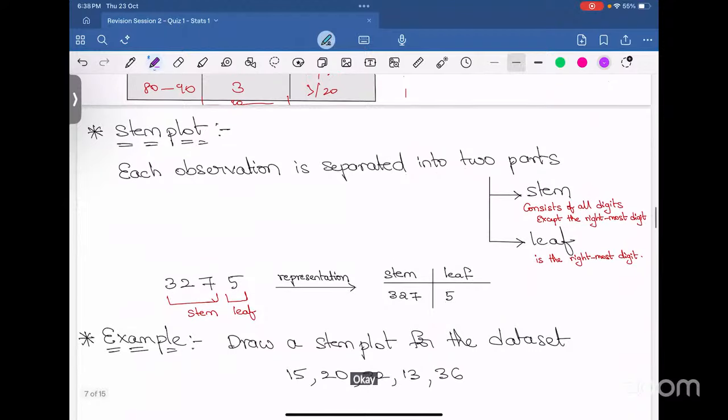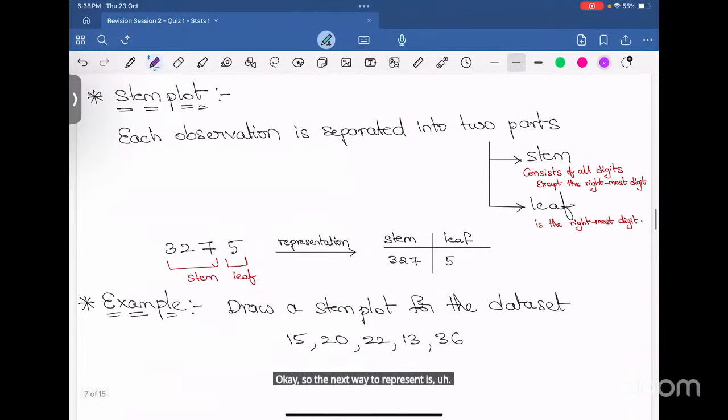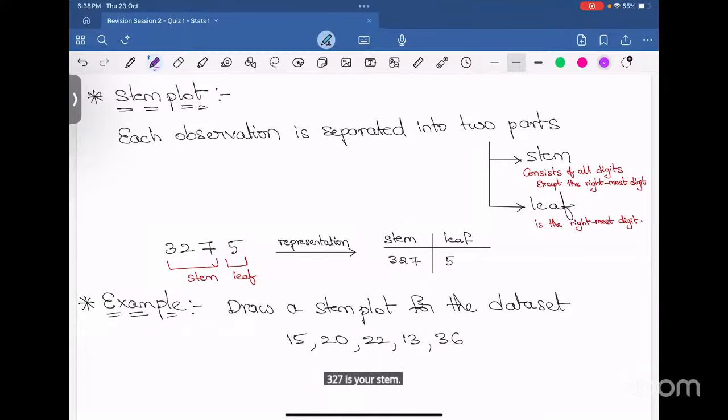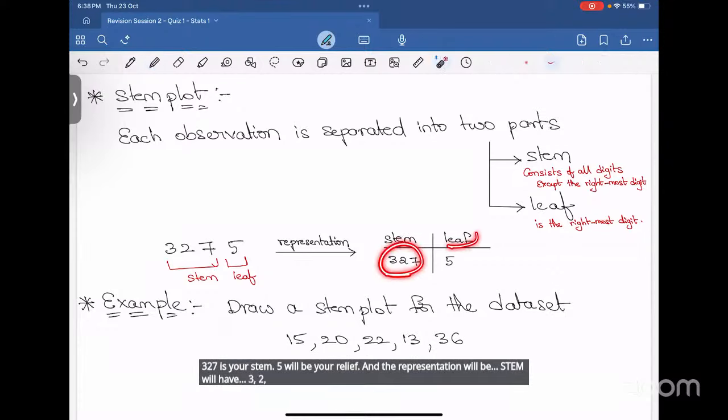Okay, sir. So the next way to represent is stem plot. And I hope most of you know how to represent any given data in a stem plot. So each observation is separated into two parts. One is called stem and another one is called leaf. Stem contains all the digits except the rightmost digit, and leaf contains the rightmost digit. So for example, if you have 3275 as your observation, 327 is your stem, 5 will be your leaf, and the representation will be stem 327 like this and leaf 5.